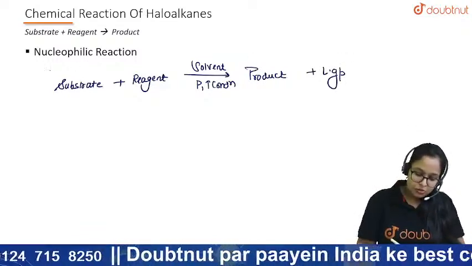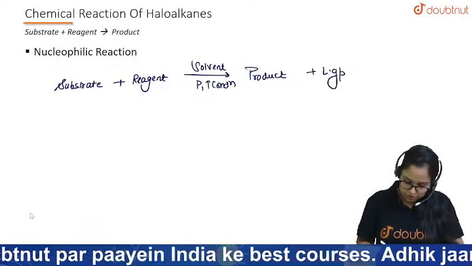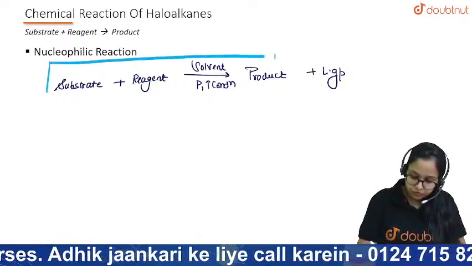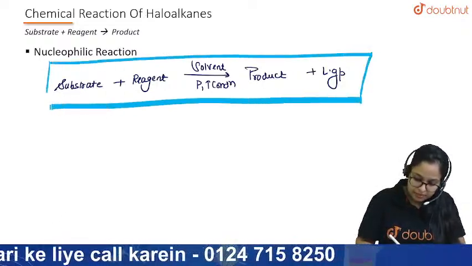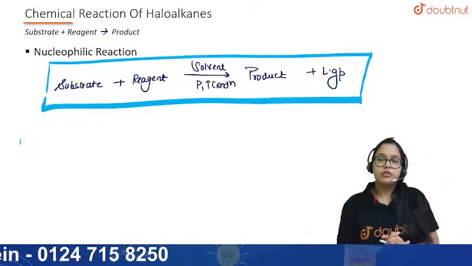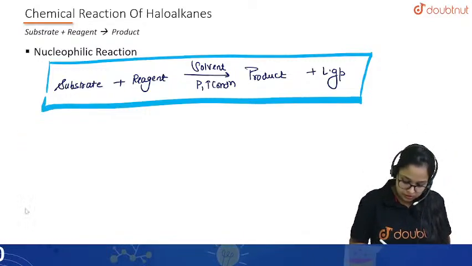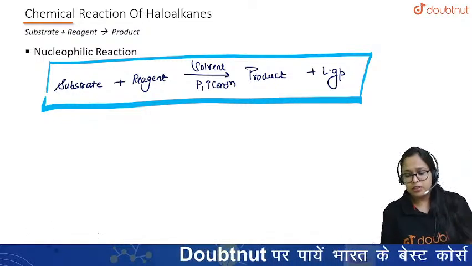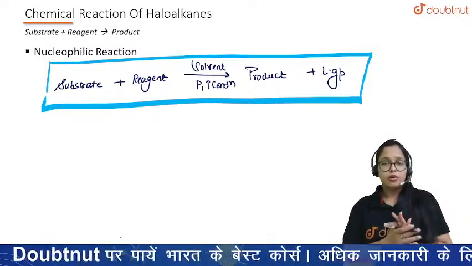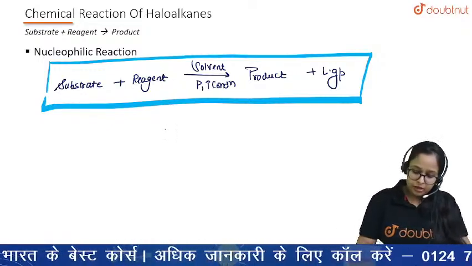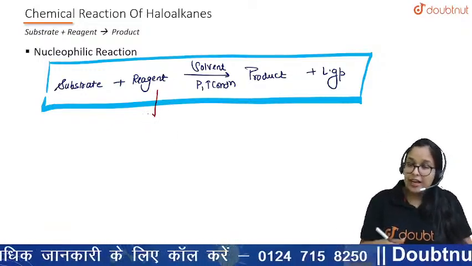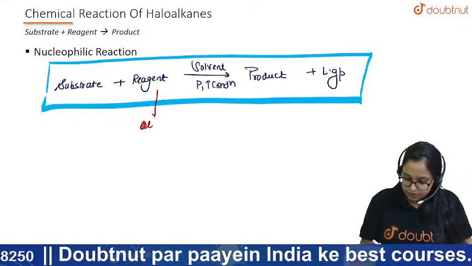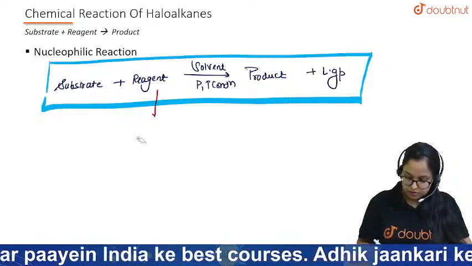So this is the general representation of organic chemistry chemical reactions. The chemical reactions of organic chemistry are generally represented in this manner. Now what is the substrate, what is the reagent, what is the solvent, what is the product, what type of product you get, we'll discuss everything here. A reagent is something that attacks the substrate, right? A reagent is an attacking species.